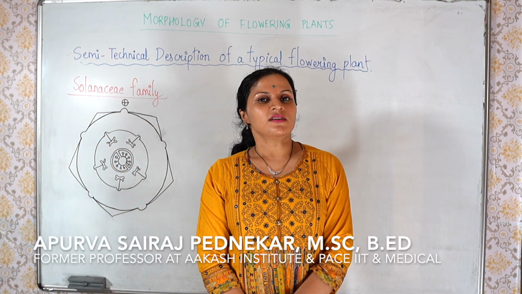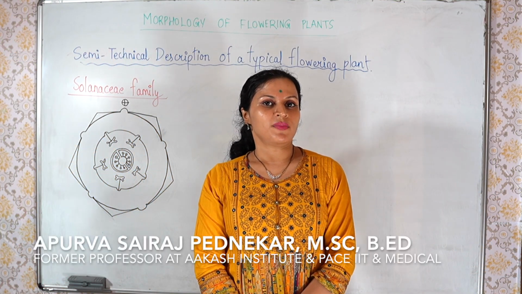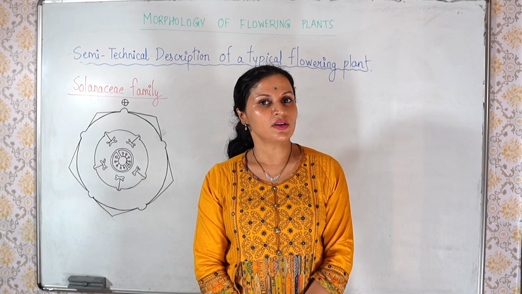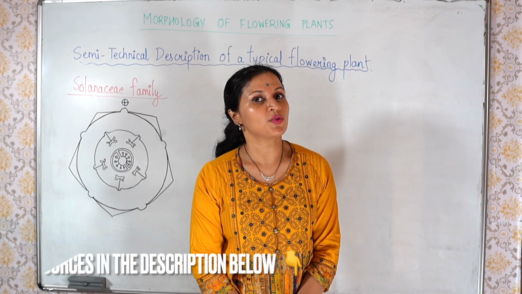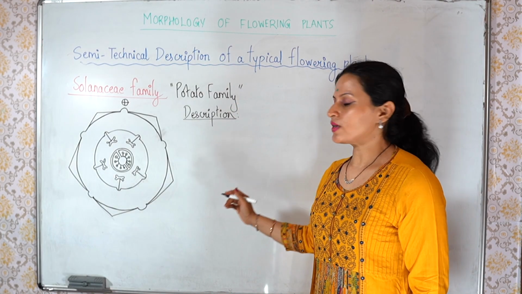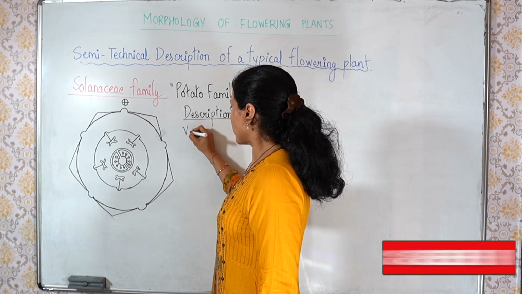Students, in the semi-technical description of a typical flowering plant, we have completed the Brassicaceae family. In this lecture, we are going to do the Solanaceae family, which is also known as the potato family. Let us start with the description. The habit for this is not cited, so we will start with the vegetative characters itself.